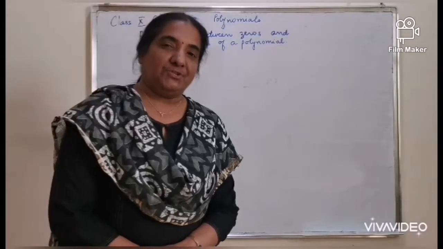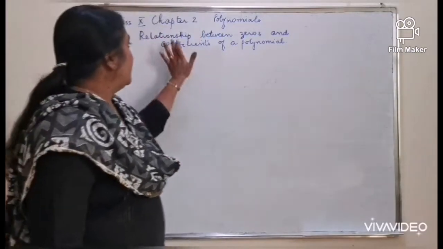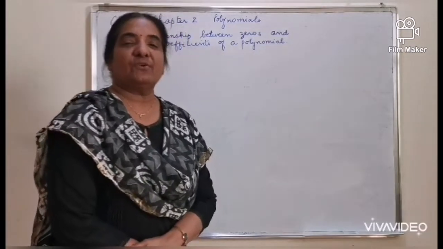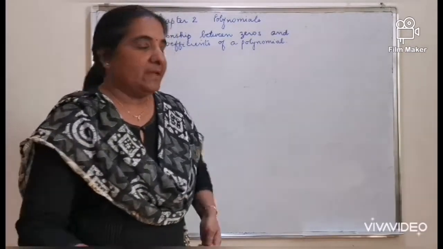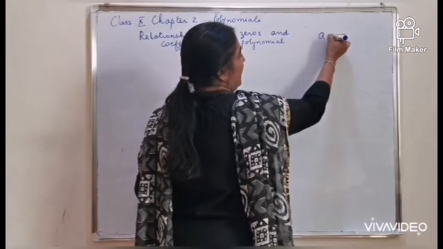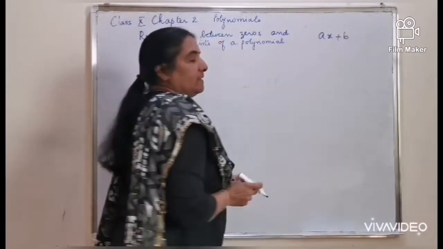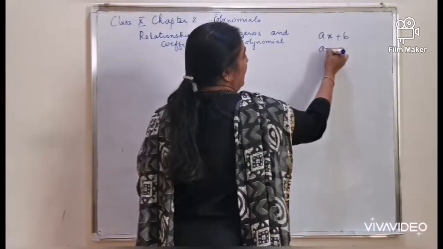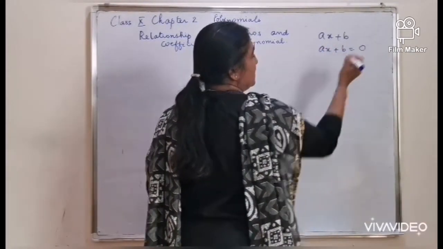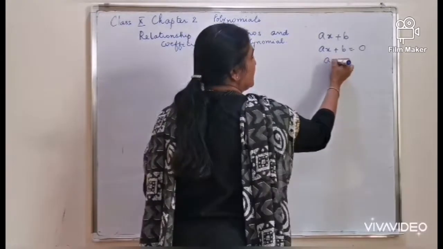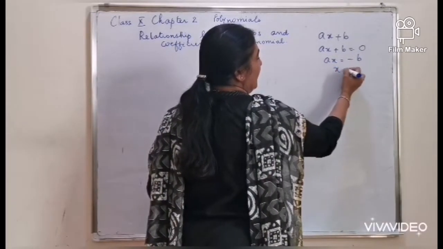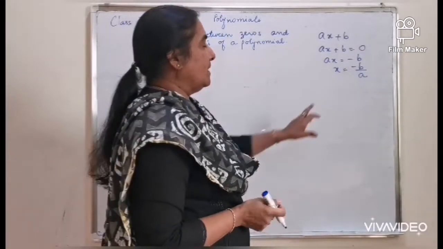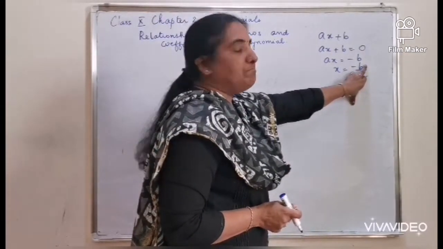The next topic in today's class is relationship between zeros and coefficients of a polynomial. For a linear polynomial ax plus b, the zero can be found using the method ax plus b equal to 0, ax is equal to minus b, or x is equal to minus b by a. What is this b?